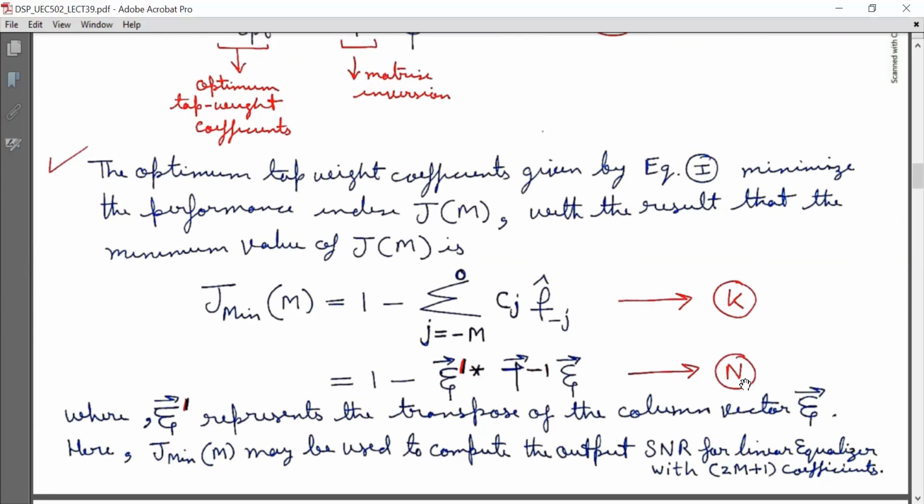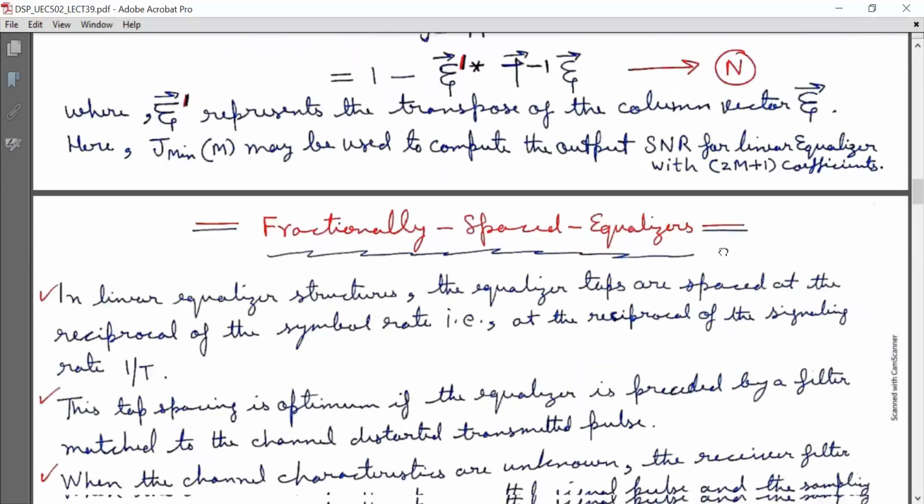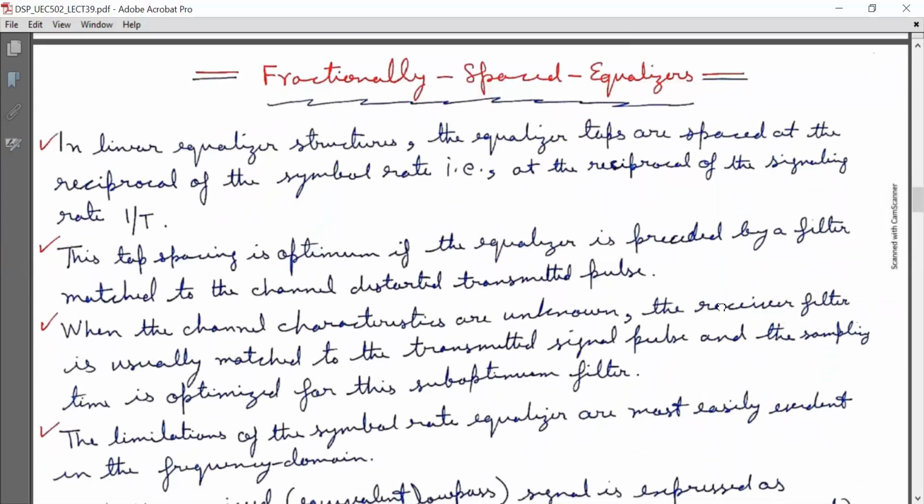So I finish this article here, and now I will start the next article, that is fractionally spaced equalizers. In linear equalizer structures, the equalizer taps are spaced at the reciprocal of the symbol rate, that is, at the reciprocal of the signaling rate, 1 by capital T.